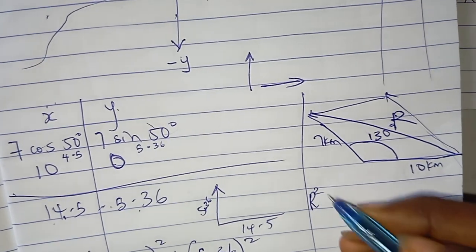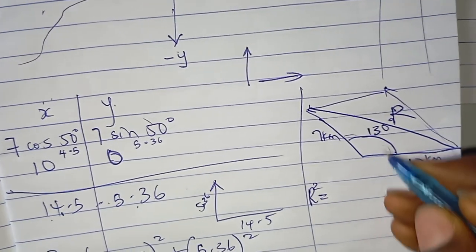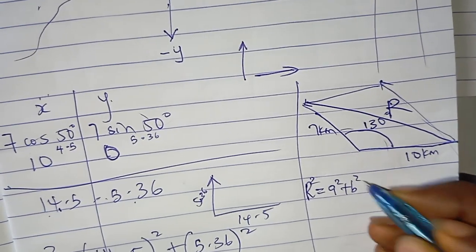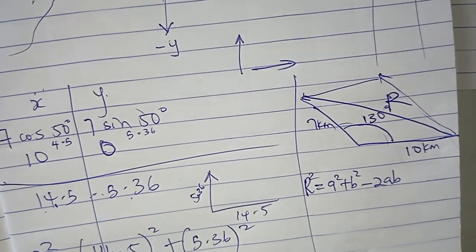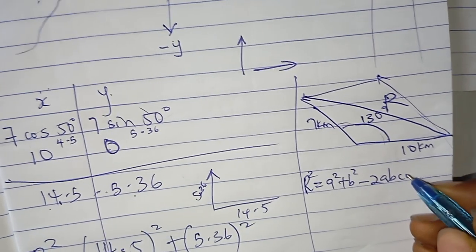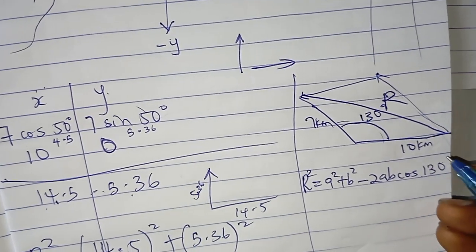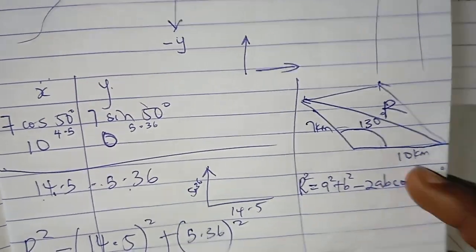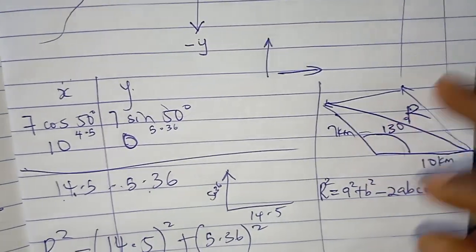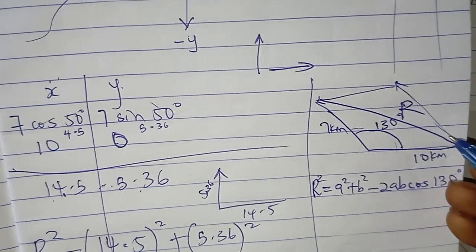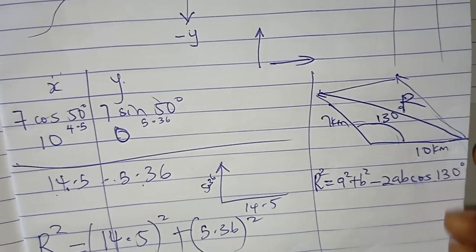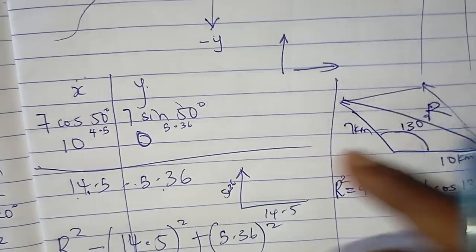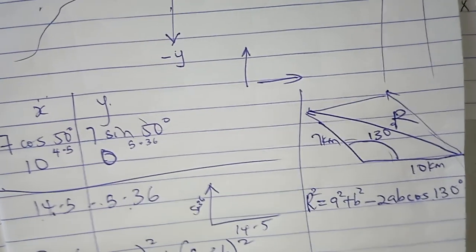So R square equals A square plus B square minus 2AB cos 130 degrees. The angle facing the resultant is what you must use. If you fail to use this angle facing the resultant, you will fail it. Even if it's not given, you check the one given. Whatever angle you're given, you subtract it from 180, angles on a straight line, and you get this. Angles in a triangle is equal to 180.